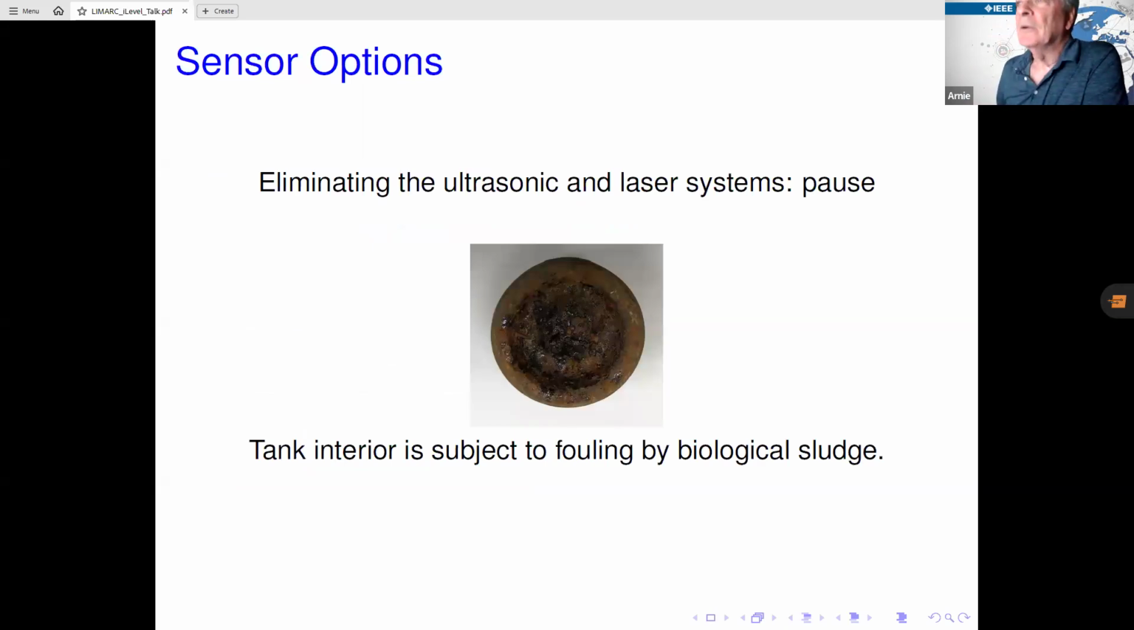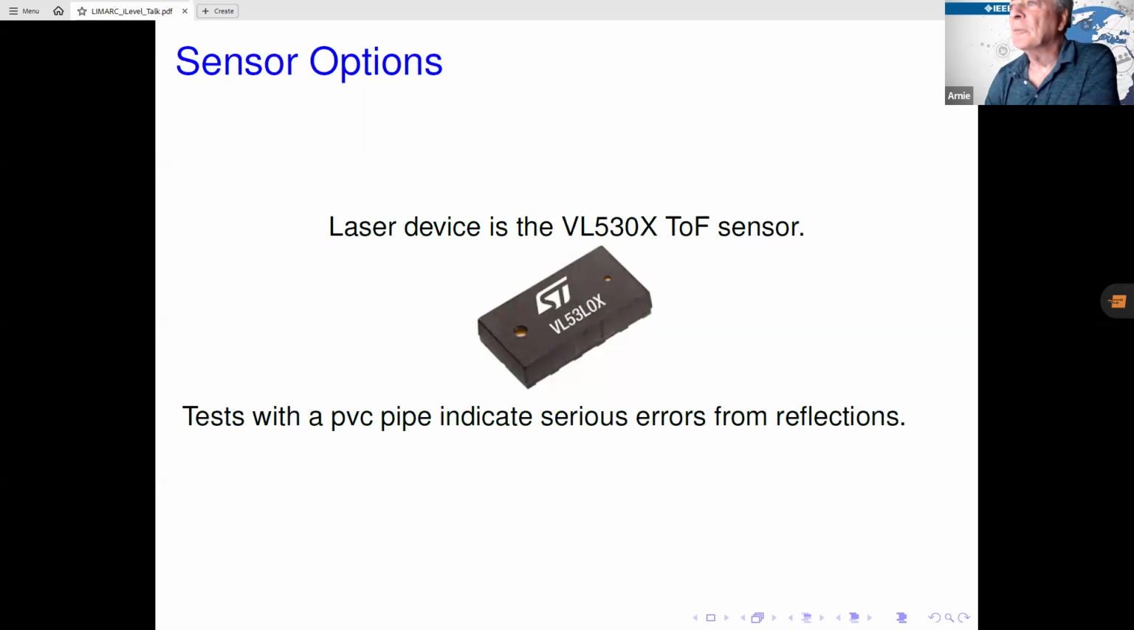I didn't like the laser or the ultrasonic systems because this is what's called a clean out plug, and this is the bottom of it. This actually goes on the top of the tank. It doesn't touch the oil. But the oil is a bacterial food, basically, and you get a bacterial film and a sludge on almost all the internal surfaces. And I had the feeling that an ultrasonic sensor would be fouled by it, and certainly a laser sensor would be fouled by it. And so I decided not to do that at all. That left us with a pressure sensor.